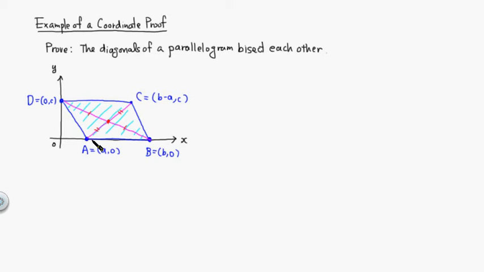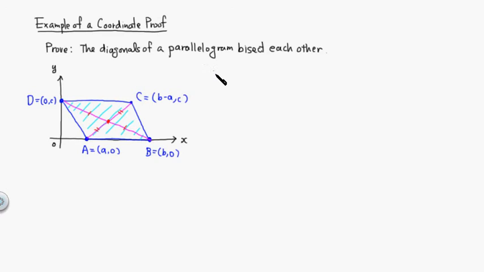So our strategy or approach would be to find the midpoint of AC, and the midpoint of segment BD separately. If we can show that those two midpoints are actually the same point, then we could establish that these diagonals bisect each other. All right, so let's do that.